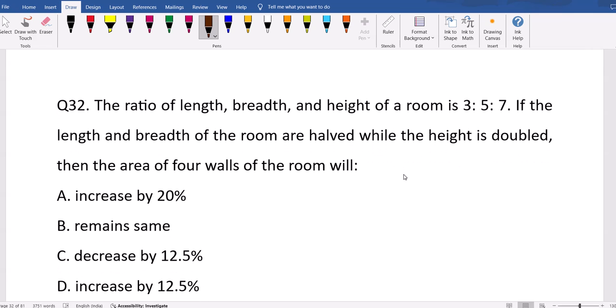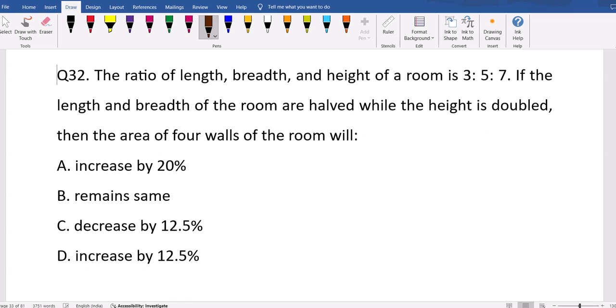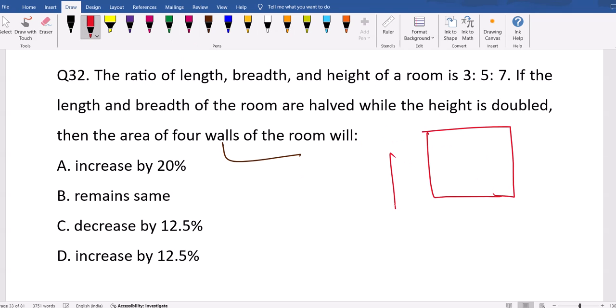Here they mention length, breadth, height. The area of four walls of the room is important. For a cuboid, four walls means your left and right. When it is a room, you don't want top and bottom. Four walls means top and bottom is not required. Remaining area only. The remaining area is 2h into (L plus B).